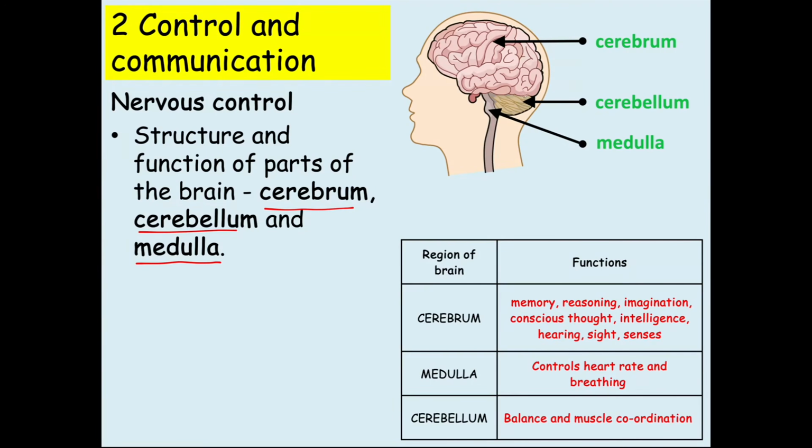And then lastly, we've got this little area at the back here, a bit smaller than the cerebrum, but a bit bigger than the medulla, called the cerebellum. And the cerebellum is important because that is responsible for balance and muscle coordination. So if you go to trip up and you instinctively put a leg forward to stop yourself falling, that's your cerebellum that is controlling that.